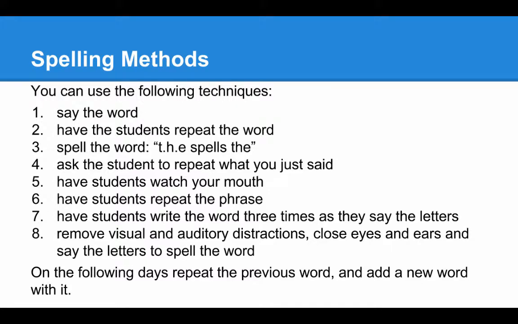There are many different methods for spelling. So you could say the word, have the students repeat the word, spell the word, have the students spell it, ask the student to repeat what you said, have students watch your mouth, have students repeat the phrase, have students write the word 3 times as they say the letters, remove visual and auditory distractions, so you would have them close their eyes and ears and say the letters to spell the word. It says that on the following days, you want to repeat the previous word and add a new word each day along with it.